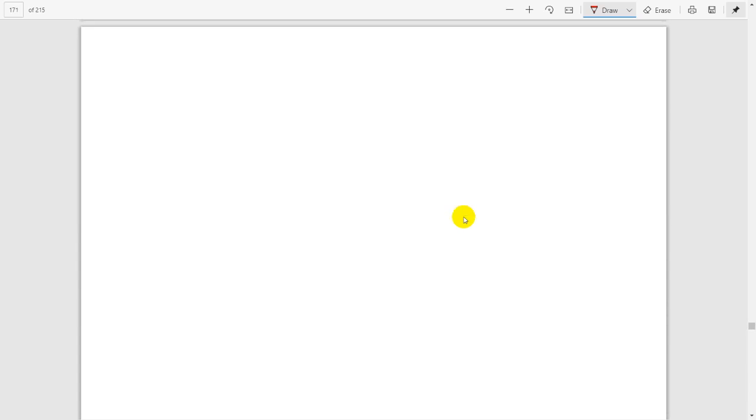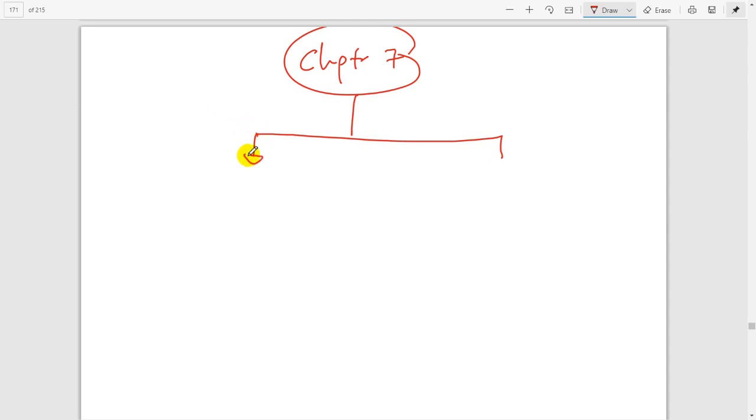Alright, so kalau saya nak ringkaskan chapter 7 ni, kita akan bagi kepada dua. First is about the chi-square independent test. And the second is the ANOVA test. ANOVA stands for analysis of variance, so maksudnya kita akan compare dia punya variance kemudian. Alright, so satu persatu kita akan tengok.